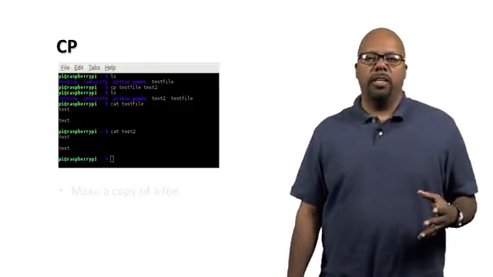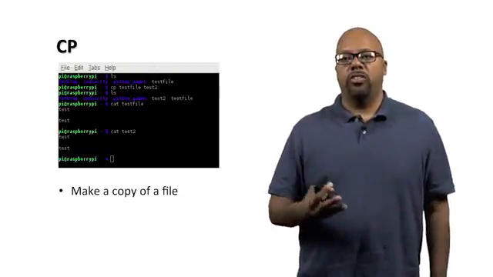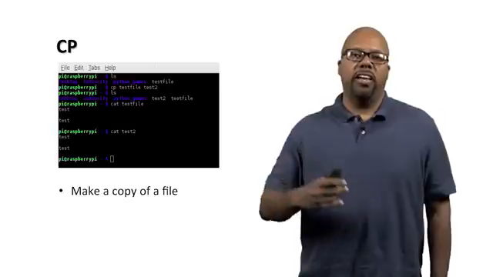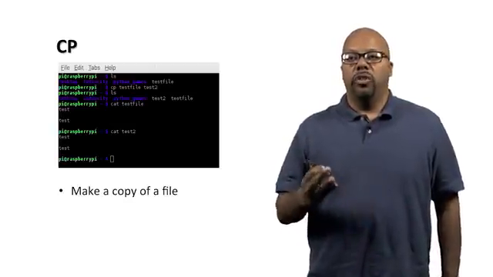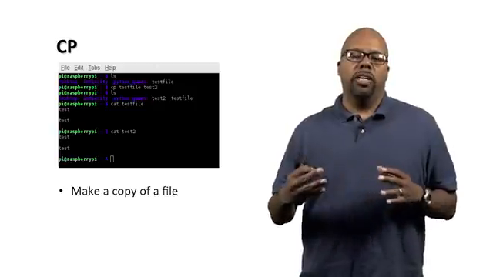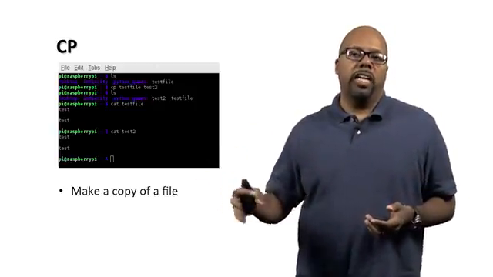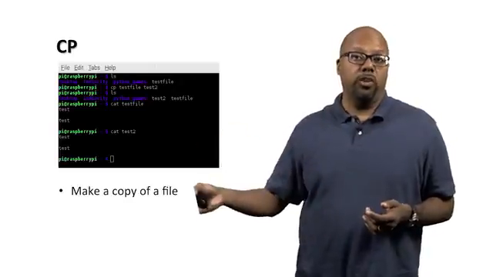CP is copy. It stands for copying a file. So we use that here. I get into my directory, ls, and you see in the directory I've got a test file. So I do a cp. CP takes 2 arguments generally. One argument is the name of the original file, and the second argument is the name of the new file, the copy that you want to create.